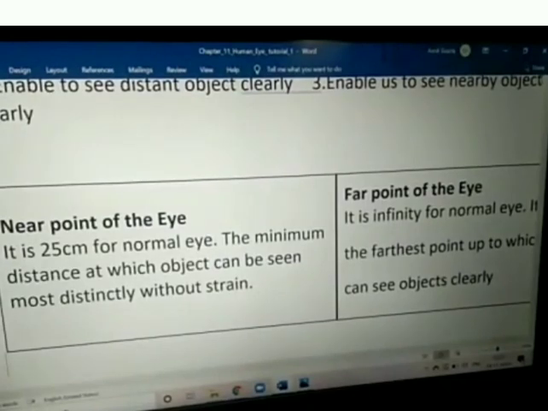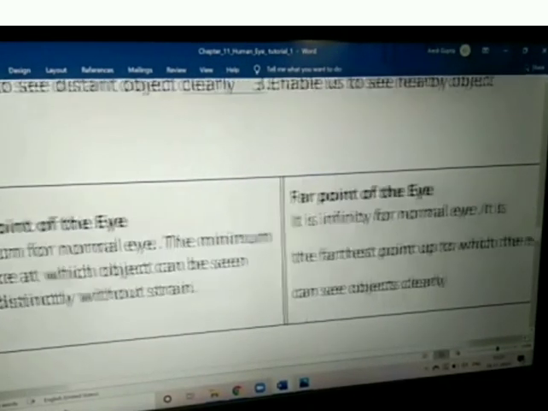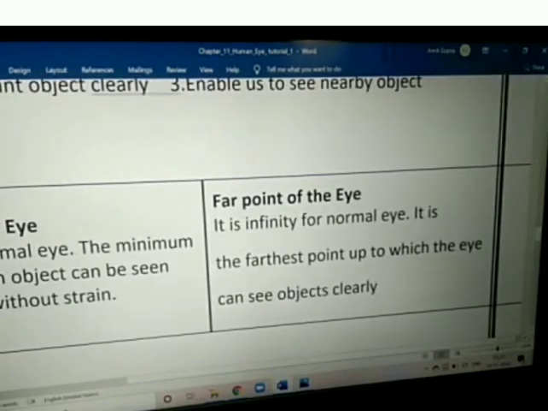So this is all for today. In the next tutorial, we'll understand the concept of atmospheric refraction.